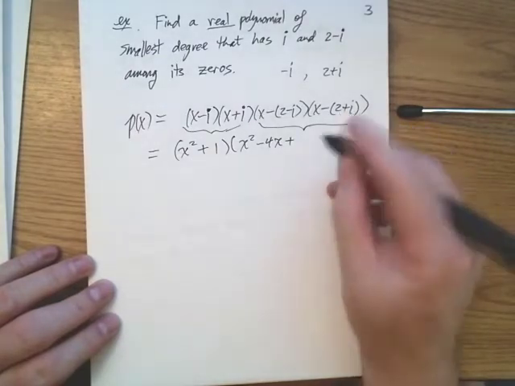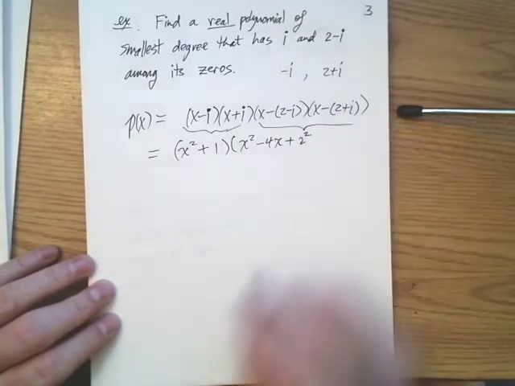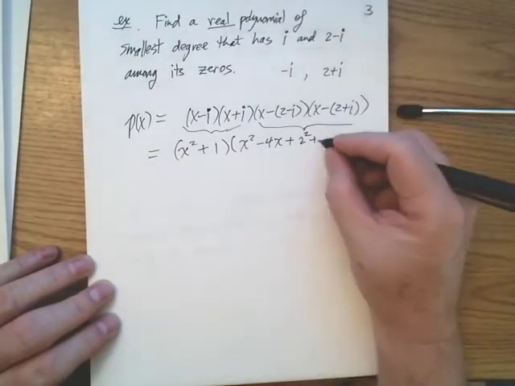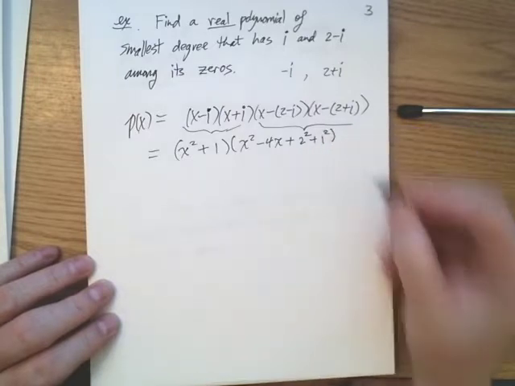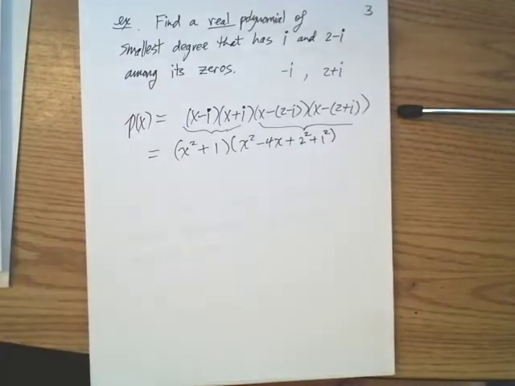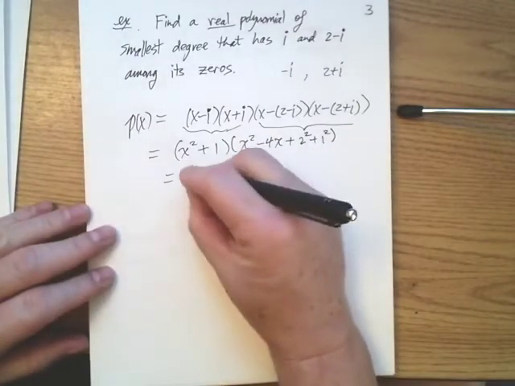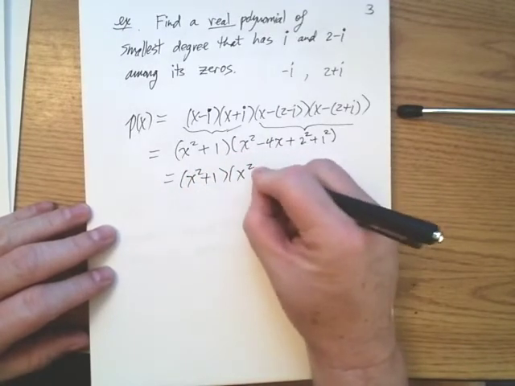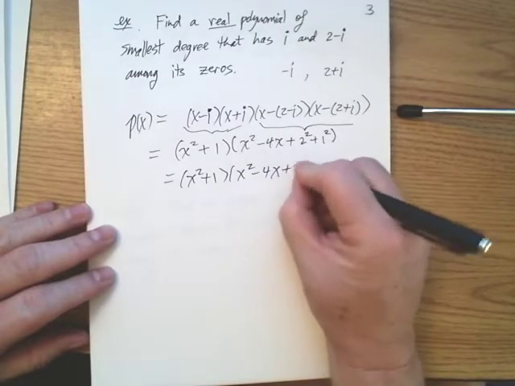Okay, what's my a? My a is 2. So that's 2 squared plus what? No negatives, no i's. My b is 1, so that's 1 squared. So that's going to be 2 squared plus 1 squared. That's actually going to be 5. So I got x squared plus 1 times x squared minus 4x plus 5.